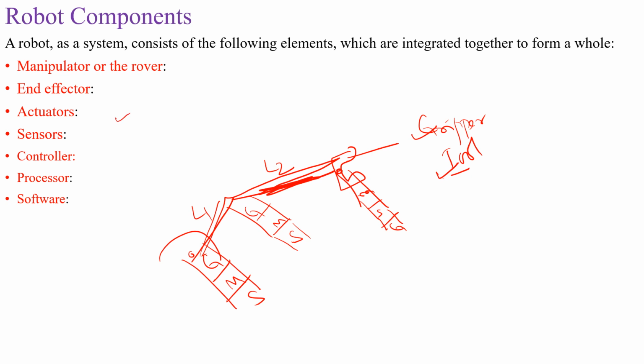Then actuators. For each joint you have actuators. So how does it work? First, the current joint position is sensed, and then that sensed value is given to a controller. These are all sensors: joint one value, joint two value, then the end effector value. All these values will be taken by the controller.